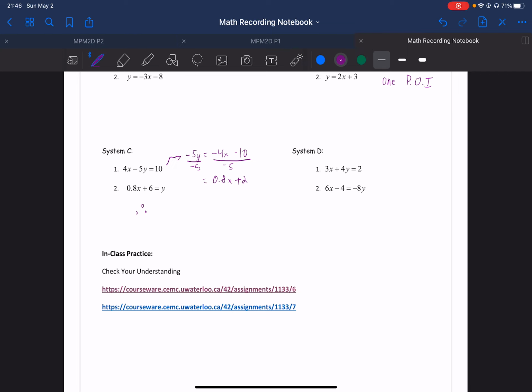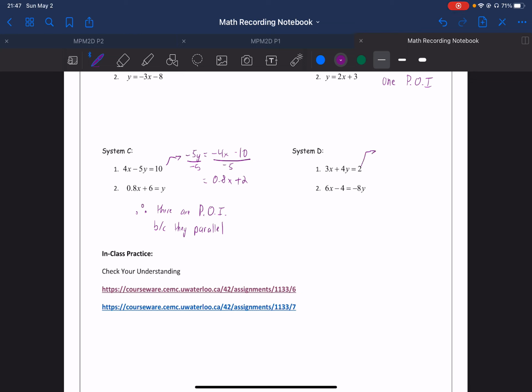Therefore, there are no POIs because they're parallel. They're parallel because they have the same slope, but different y-intercepts. Okay, you guys can at this point probably guess what's going to happen with this one here. They're most likely going to be the same, but let's confirm.